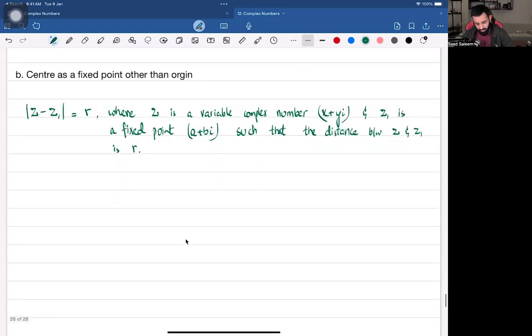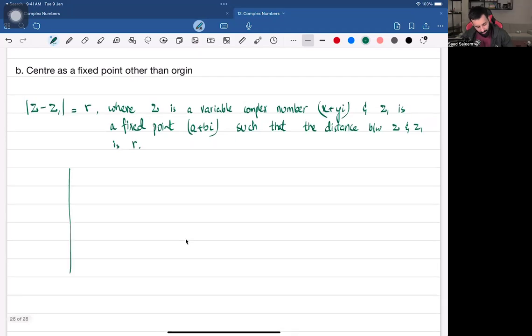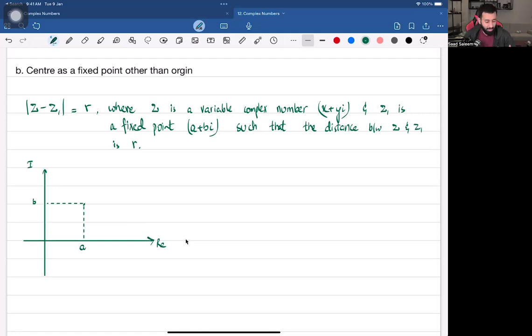Okay, so let's try and visualize this, and then we'll understand why this also makes a circle. Let's say this time we have a complex number z. And in fact, let's start with the fixed point z1. Let's say that fixed point is somewhere over here. This is a fixed point such that its real component is a and the imaginary component is b. This can be anywhere. It can be on the axis where the real and imaginary components are both positive. It can be in any quadrant.